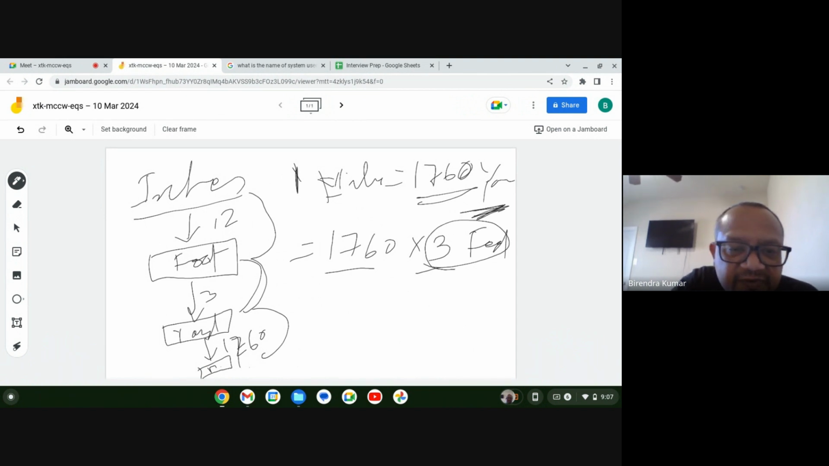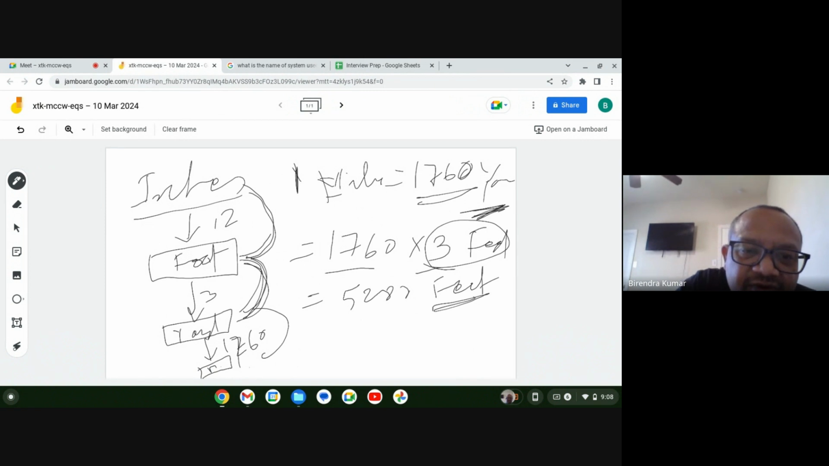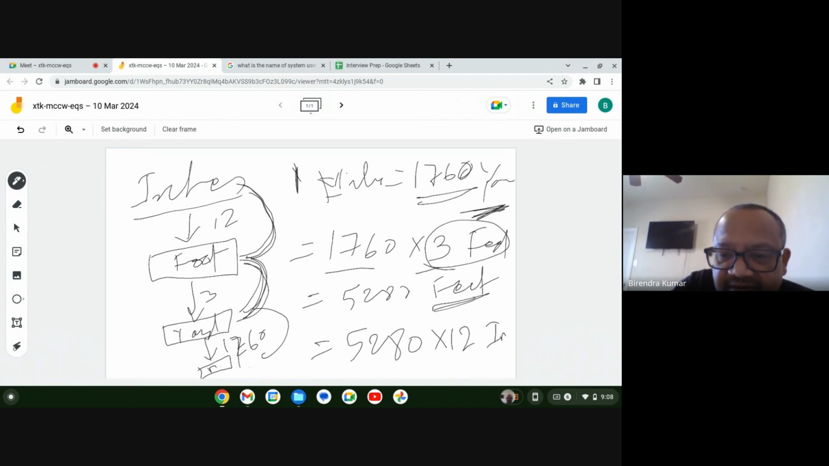1 yard is 3 feet, right? So I just converted it. Now I know that 1 mile is 5280 feet, that we have found. And you are asking how many inches? Every foot is equal to 12 inches. So to convert this into inches, I have to multiply this by 12. So basically that is what I did here.